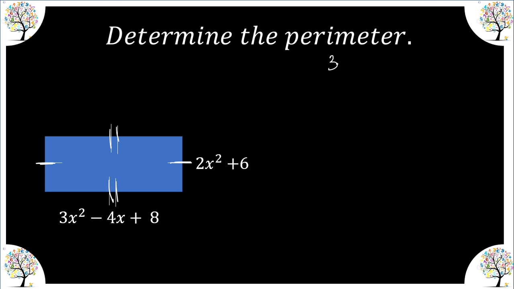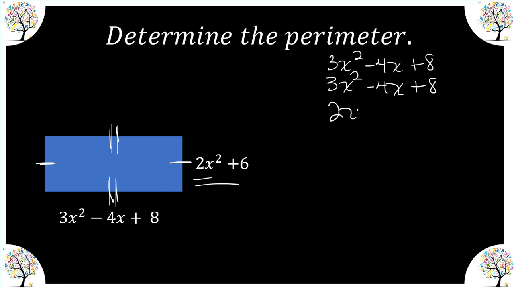So I'm going to say 3x squared minus 4x plus 8. And then I have another length with the same measurement. And then we have two of these, the width or the height, whatever you want to call it. And I'm going to have two of those. But notice there's no linear term. So I'm going to line up like terms. So I have no linear term for the width.